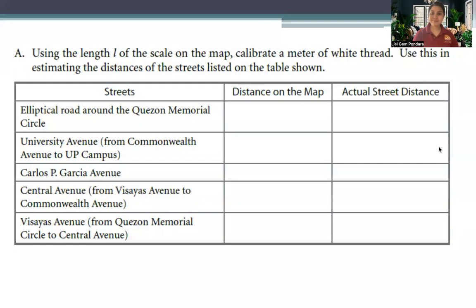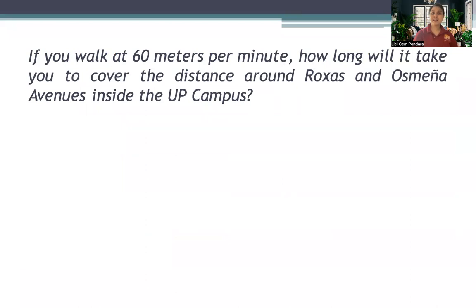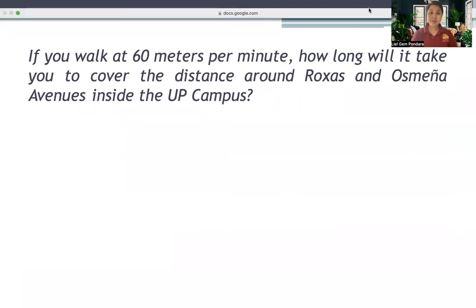Then we will have the actual street distance, the 900 meters. That is for Rojas Avenue. You can do the rest for your performance task number 1. Then after that, you need to answer this question. If you walk 60 meters per minute, how long will it take you to cover the distance around Rojas and Osmeña Avenues inside the UP campus?